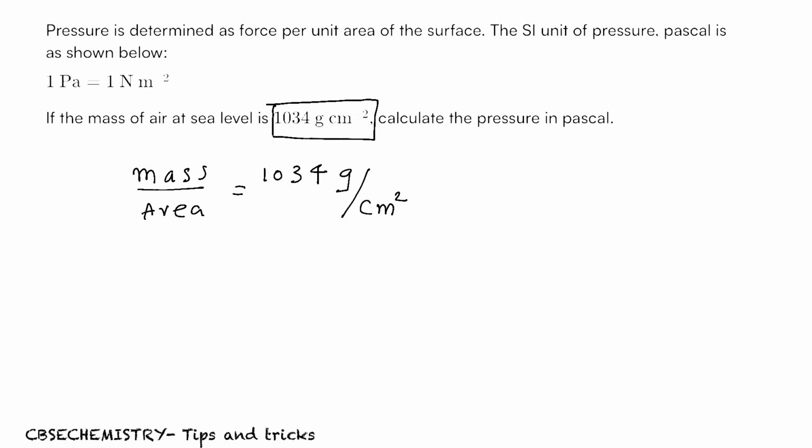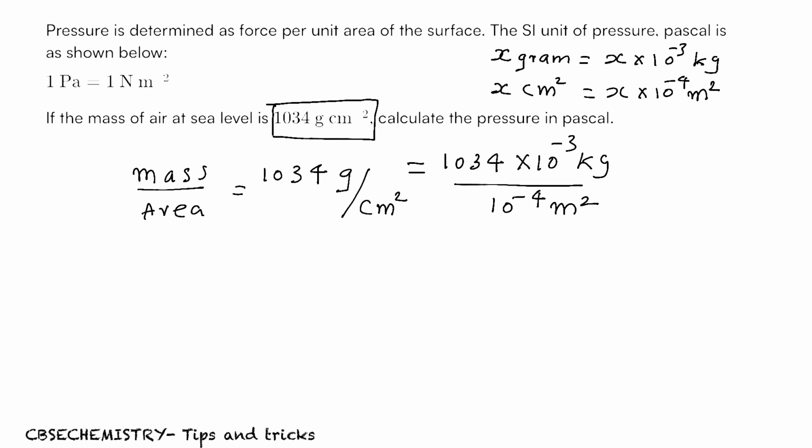Now we can convert gram and centimeter square to SI unit. So what is the SI unit of mass? It is kilogram. So convert gram to kilogram. How? Into 10 raised to minus 3 kilogram. Now how to convert centimeter square to meter square? It is 10 raised to minus 4 meter square. If you don't know, memorize these two things, okay?